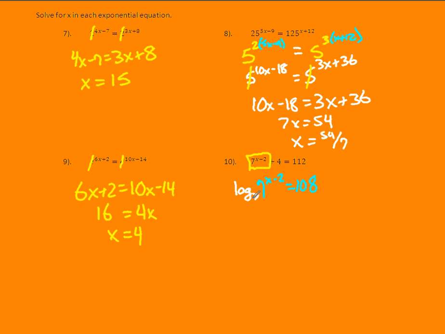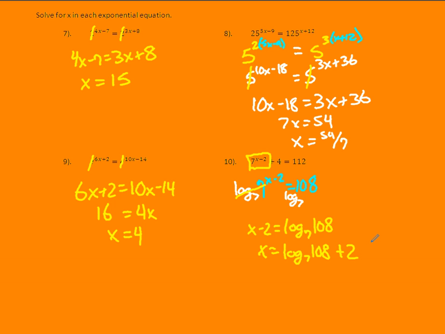So log base 7, the big number 7, of both sides. When I do that, the log base 7 and the 7 cancel out, and I'll be left with x minus 2 is equal to whatever log base 7 of 108 is. So to get x by itself, x is log base 7 of 108, and then to get that 2 over, I would need to add 2 to both sides. This is the most exact answer.